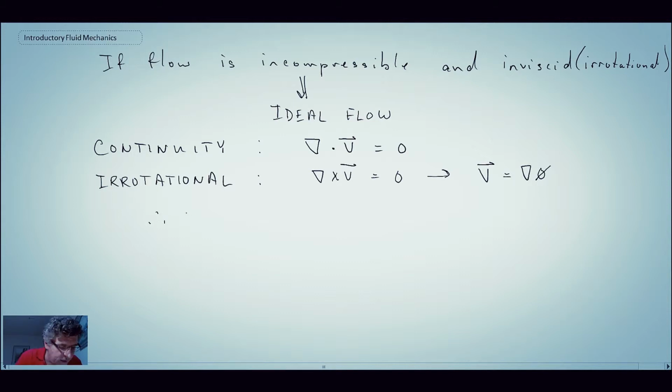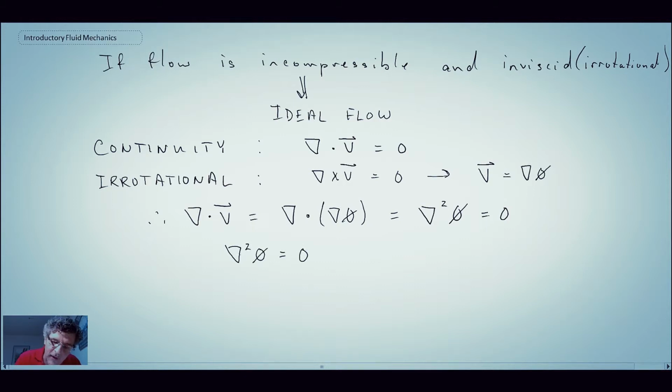And so what we can then write is del dot v, that's through continuity, is del dot, and I'm going to put in here the grad phi of our potential function. When you do that, you get del squared phi, and that has to be equal to 0 through continuity. Now, this equation, del squared phi, is one that has been studied quite often in mathematical physics, and it is a very well-known equation, and that is Laplace's equation.